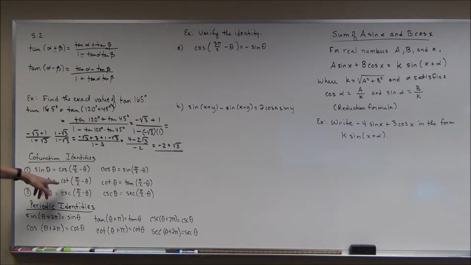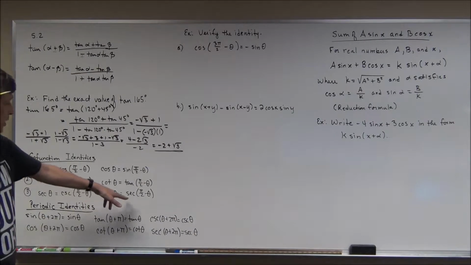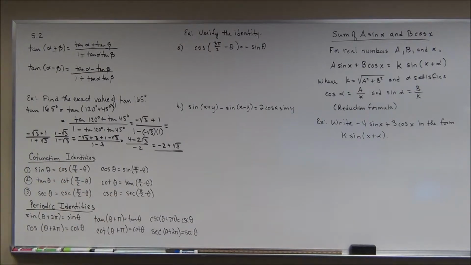The tangent of theta is the cotangent of pi over 2 minus theta. The cotangent of theta is the tangent of the quantity pi over 2 minus theta. And the secant of theta is equal to the cosecant of the quantity pi over 2 minus theta. The cosecant of theta is equal to the secant of pi over 2 minus theta.